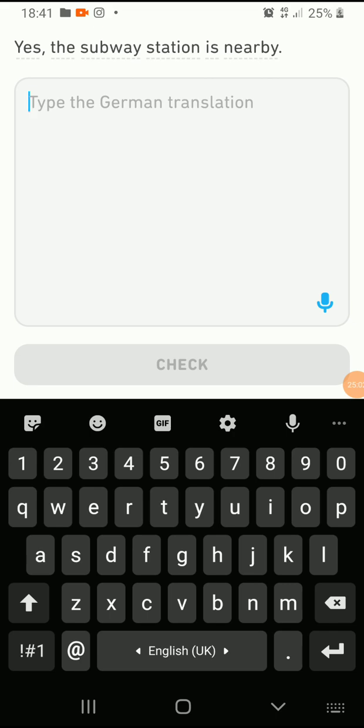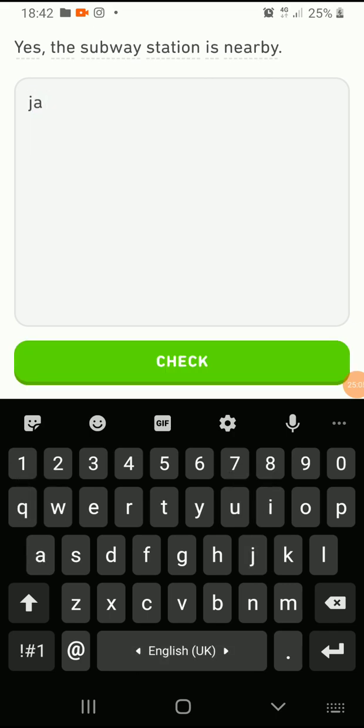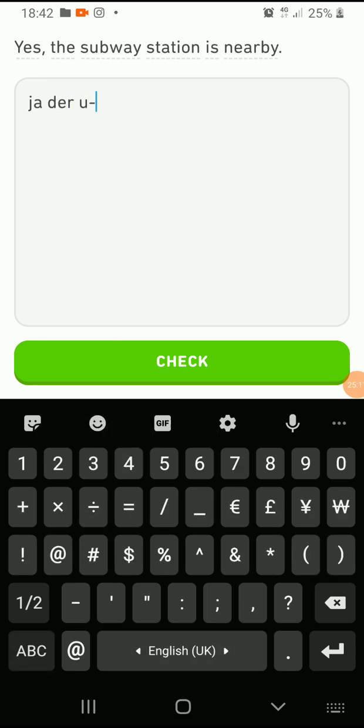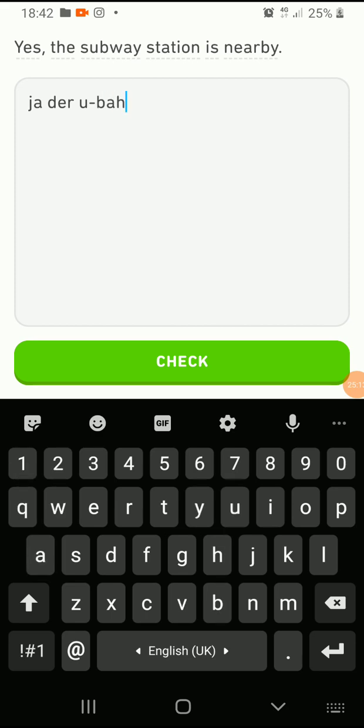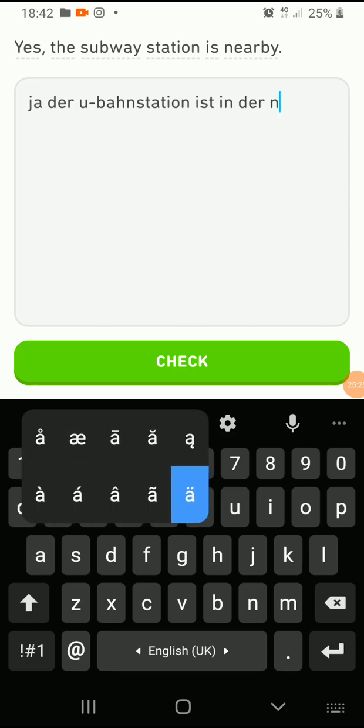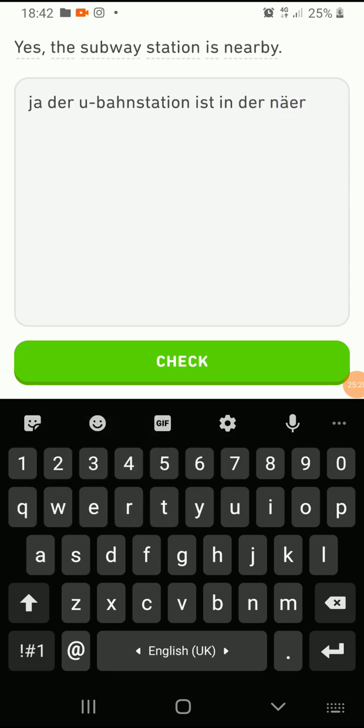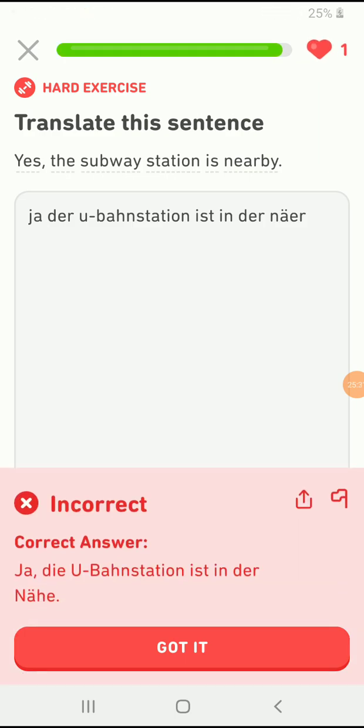So how do you say yes? Ja, the subway station. So there, let's try to write it correctly now. So der Bahn Station ist in der near. Oh, Bahnstation. Ja, die Bahn, die U-Bahn. So the subway is feminine also. Ja, in der Nähe.